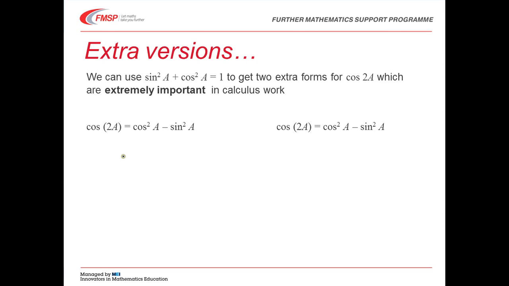We're starting with cos 2A equals cos squared A minus sine squared A from the previous slide, and we're going to replace the sine squared A with 1 minus cos squared A from that Pythagorean identity that you know from AS. Simplifying that gives us two lots of cos squared A minus 1. Similarly, we can replace the cos squared A with 1 minus sine squared A. And that gives us another version, which is 1 minus 2 sine squared A.